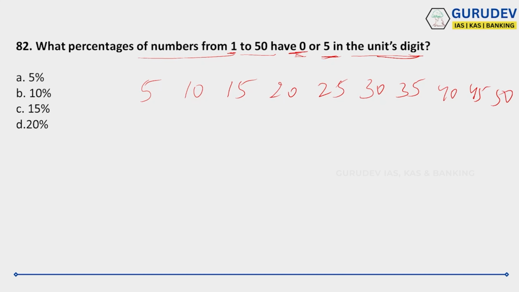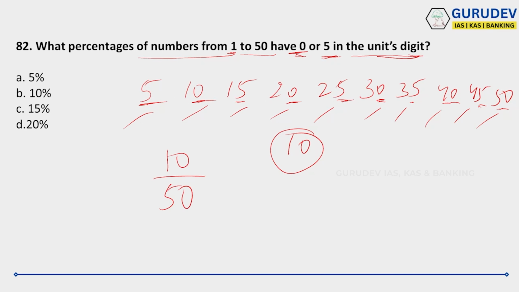All these numbers have what? The unit place as 0 or 5. So how many numbers are there? 1, 2, 3, 4, 5, 6, 7, 8, 9, 10. So in total 10 numbers have the unit place as 0 or 5. Correct. So out of 50 numbers, 10 numbers have the unit place as 0 or 5. So for the percentage, multiply by 100.